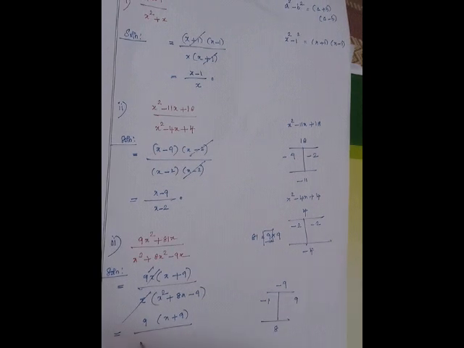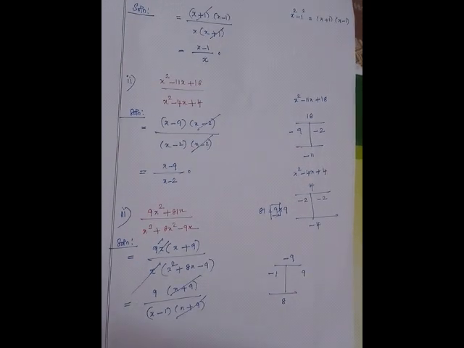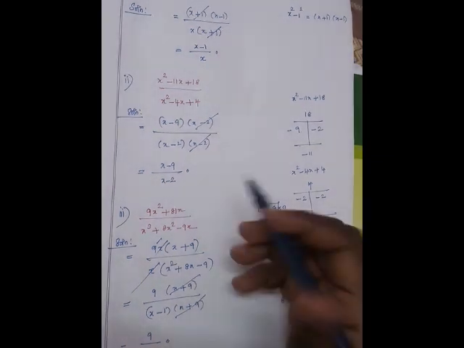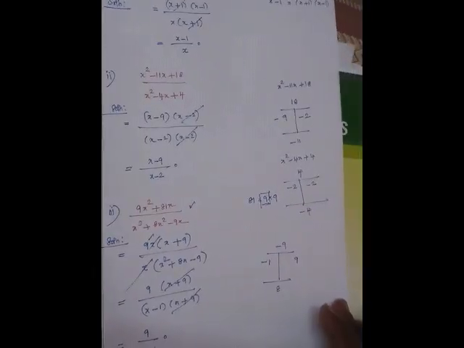So it can be written as (x minus 1) into (x plus 9). This x plus 9 will be cancelled. So finally we have 9 by (x minus 1). It is the irreducible form of this rational expression.